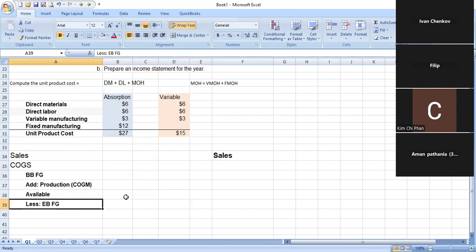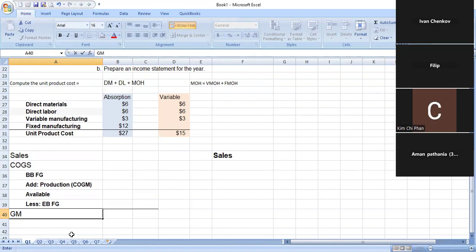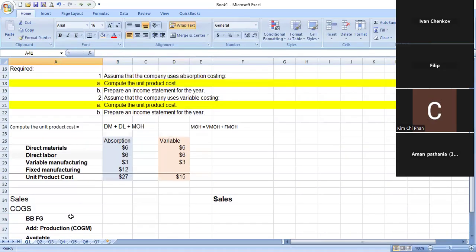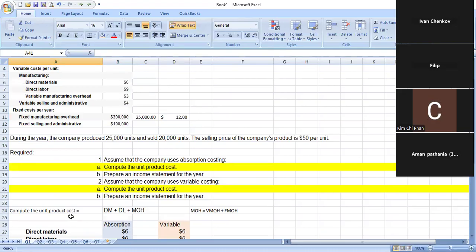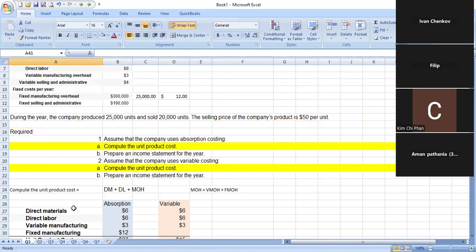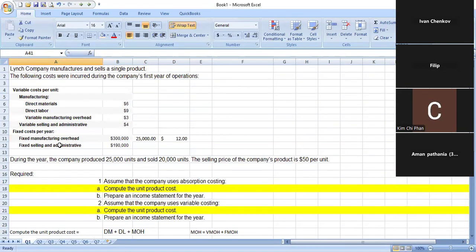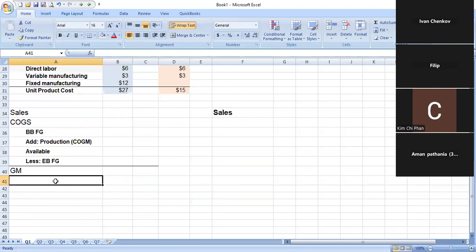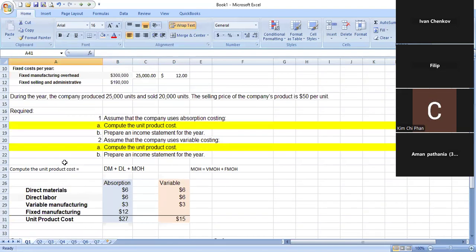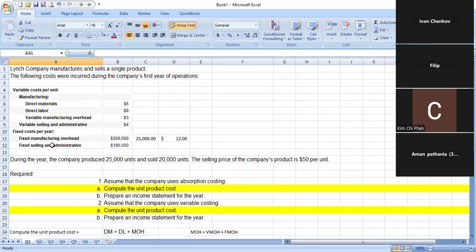After we get cost of goods sold, what's the next thing? Gross margin. Again, I'm on the traditional income statement, getting the gross margin. Once I get the gross margin, what do I have to do? See if there's any operating expenses. In this case, do I have operating expenses? Yes, I do. I have selling and administrative expenses, variable and fixed. That will be here. Let's copy those.